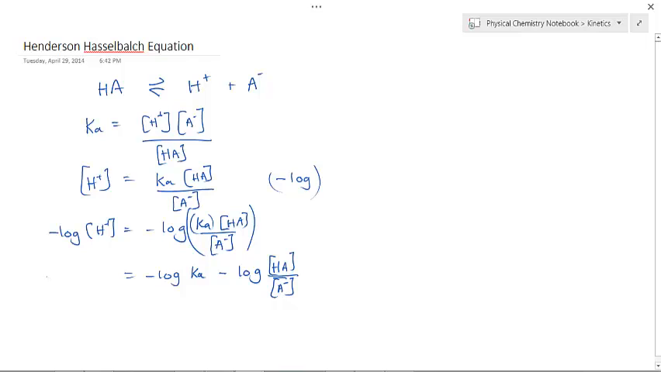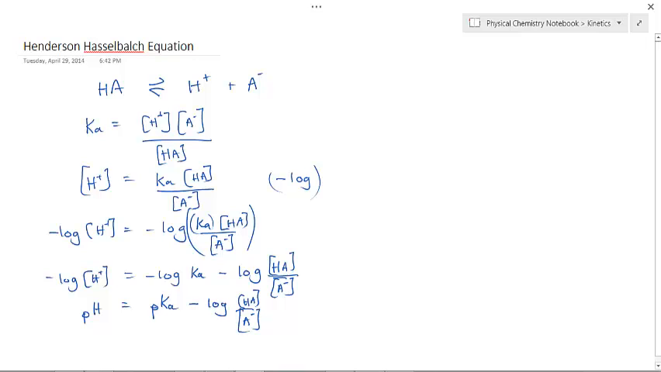Now, if we look at this a little bit more closely, minus log of H plus is actually just the pH. And minus log of Ka is the pKa. It's the same sort of thing. So we have the pH is equal to the pKa minus the log of HA over A minus.